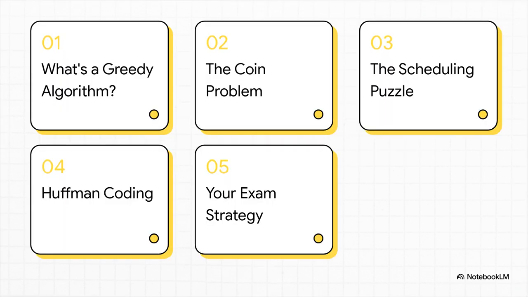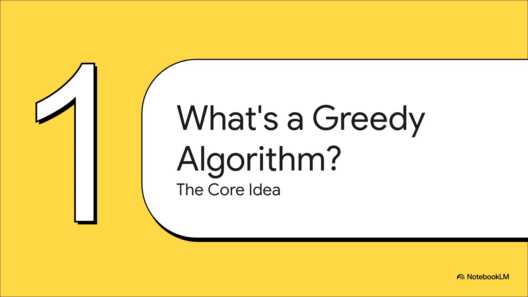So here's our game plan. We'll start with what a greedy algorithm even is. Then we'll use that coin problem as a bit of a cautionary tale. After that, we'll tackle a scheduling puzzle to see how to find the right kind of greedy. We'll look at a really famous application called Huffman coding, and then we'll wrap it all up with a solid strategy for your exams.